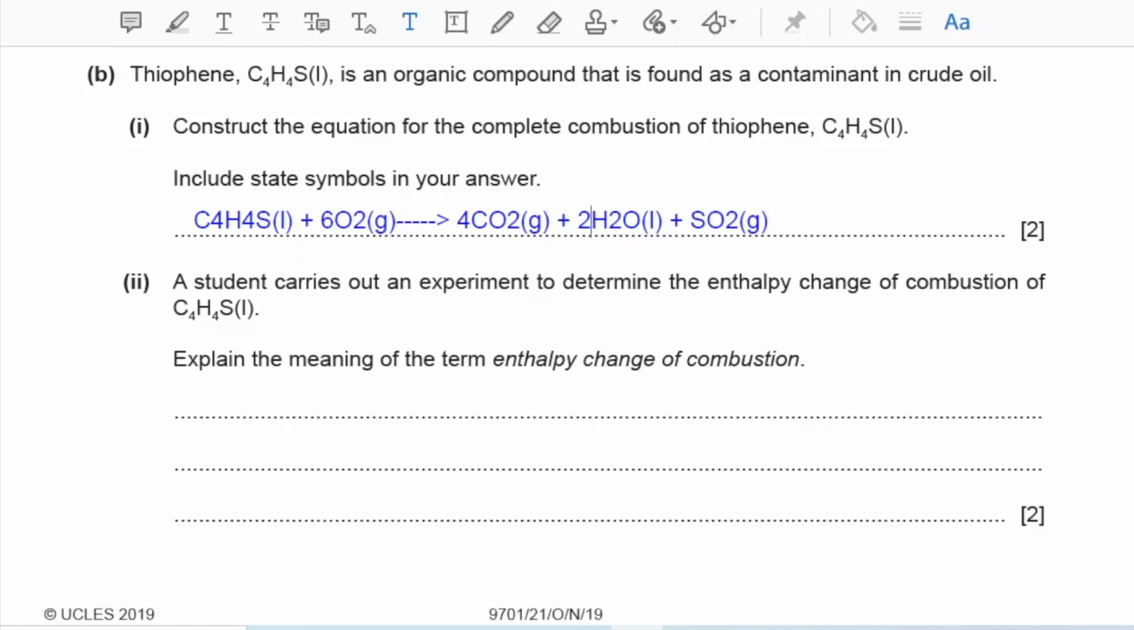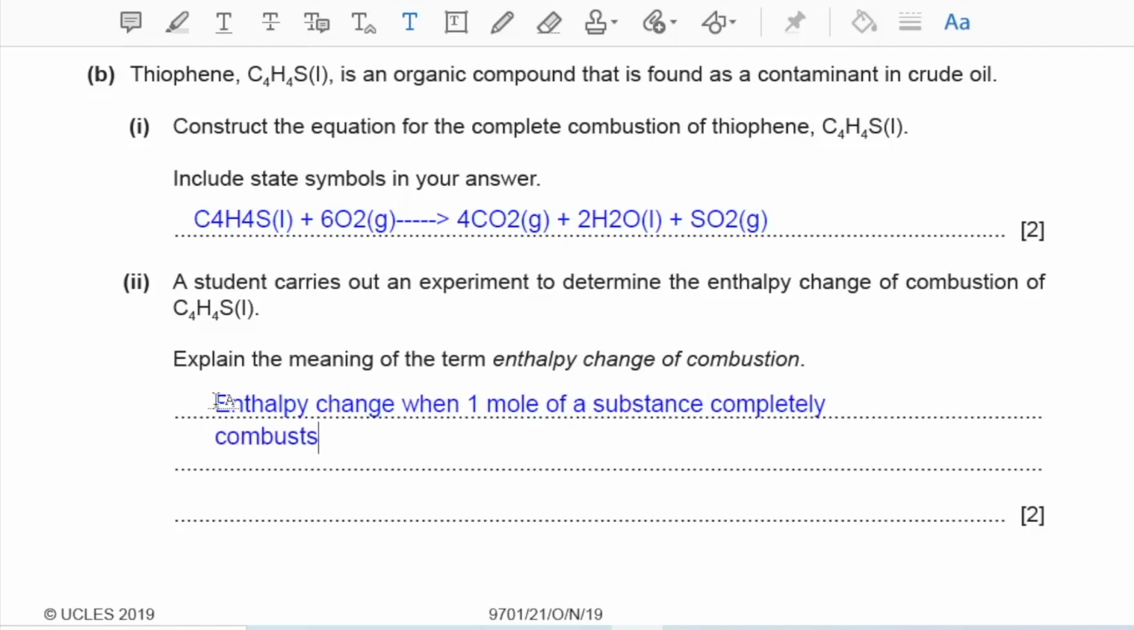Part 2, a student carries out an experiment to determine the enthalpy change of combustion of thiophene. Explain the meaning of the term enthalpy change of combustion. So you need to learn the definitions of all the enthalpies, whether it is neutralization, combustion, or whatever enthalpies they are. You just need to memorize the definitions, because these kinds of questions will usually lead to scoring 2 marks, and they're just very easy. You just need to learn the definition. So that's an enthalpy change when 1 mole of a substance completely combusts.